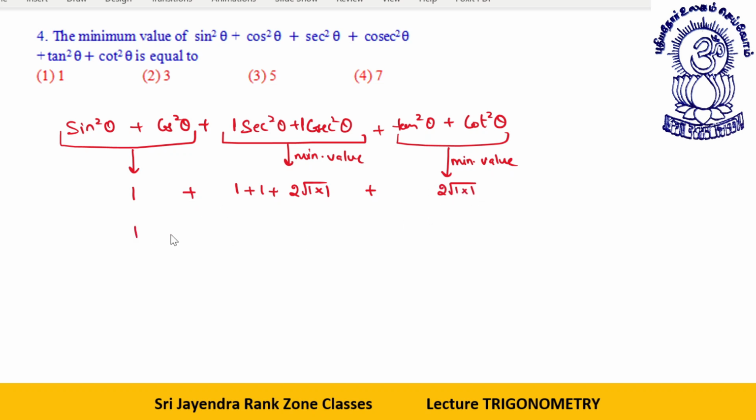Fine. So what do you get? You get 1 plus 4 plus 2, that is equal to 7. Do we have any such option? Yes. Option number 4 gives you a 7. Am I clear to all of you? Let's take the next.